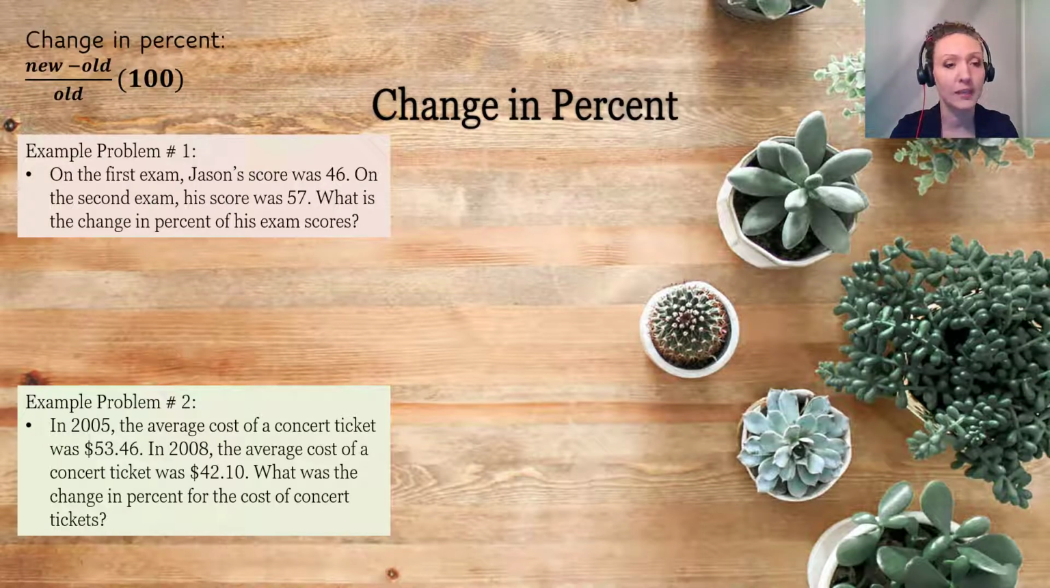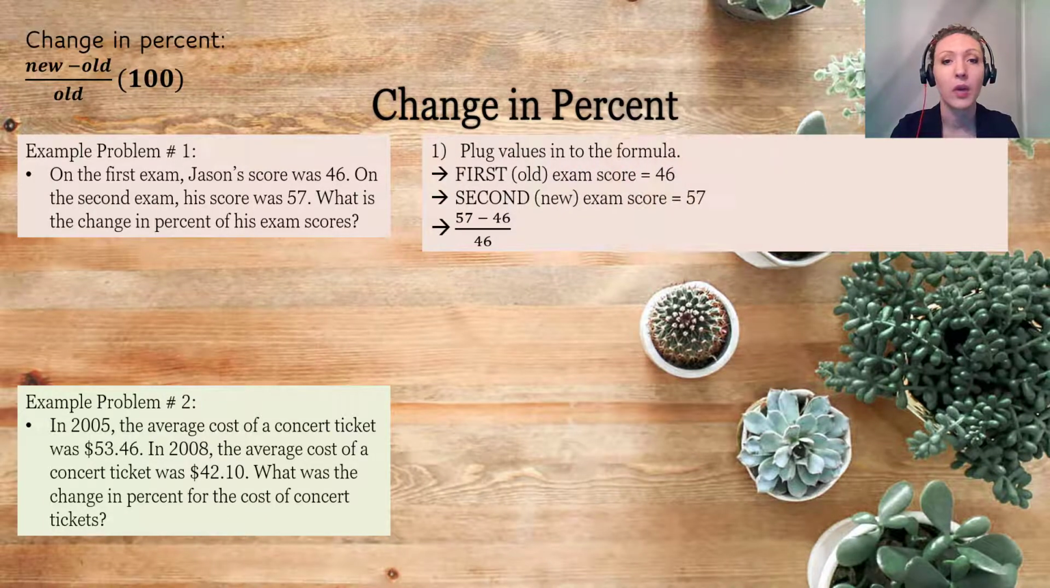The first problem states, on the first exam, Jason's score was 46. On the second exam, his score was 57. What is the change in percent of his exam scores? Okay, so all that we need to do is plug the values into the formula. So his first exam, which is the older exam, score was 46. His second exam, which is the newer exam, that score was 57. So all that we need to do is plug those numbers into the equation and solve.